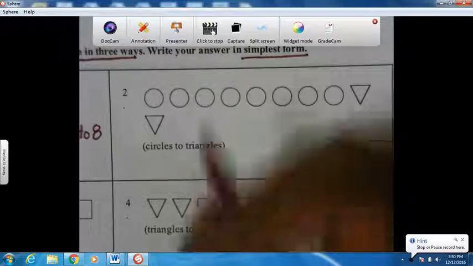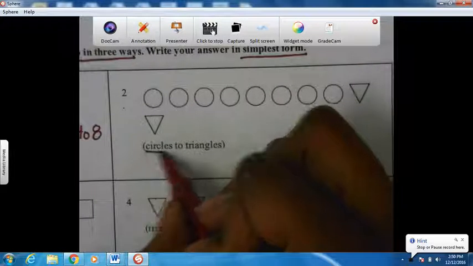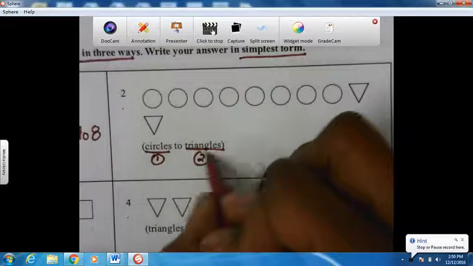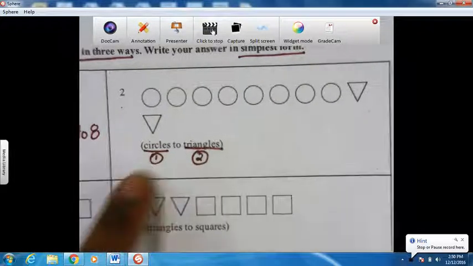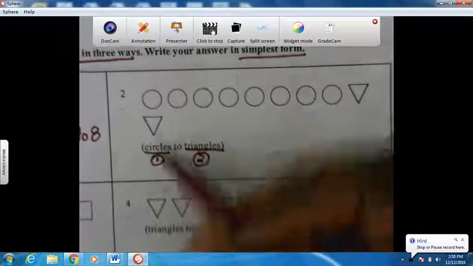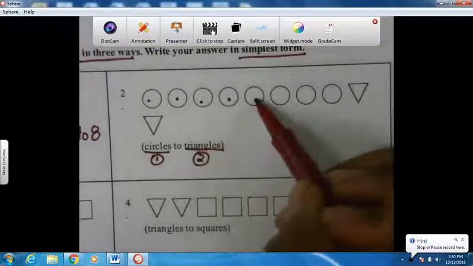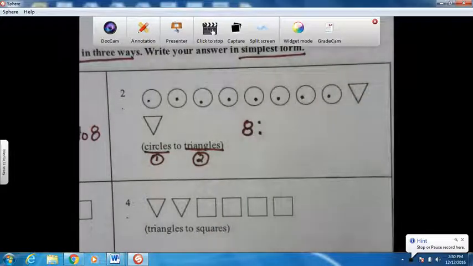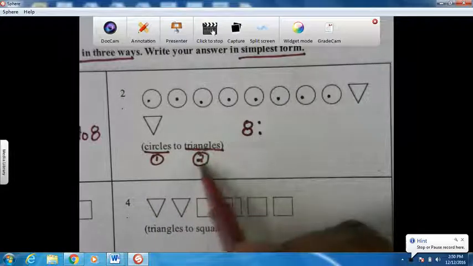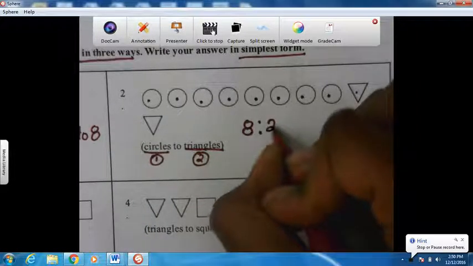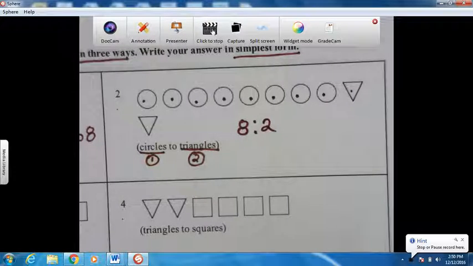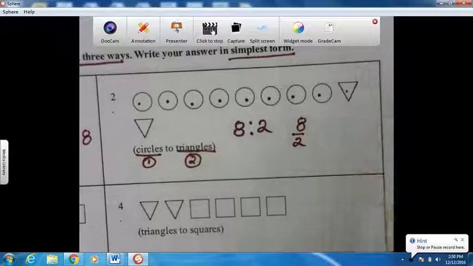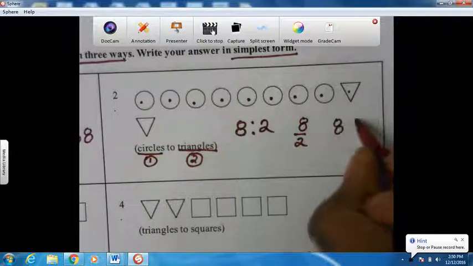All right, let's take a look at number 2. We want to find the ratio of circles to triangles, and I always label so that I make sure I write the correct ratio. So my first number needs to represent the amount of circles: 1, 2, 3, 4, 5, 6, 7, 8. The second number represents triangles, and there are 2 triangles. 8 to 2.